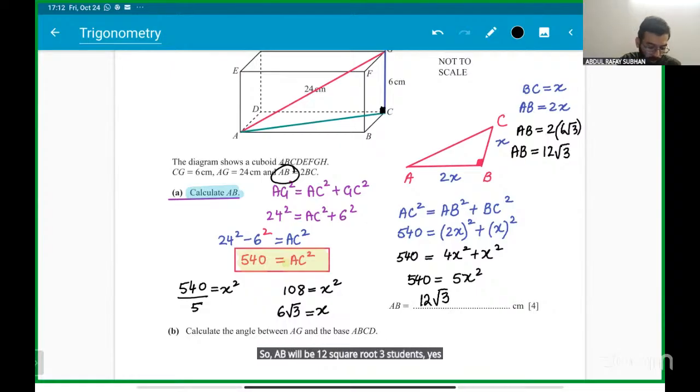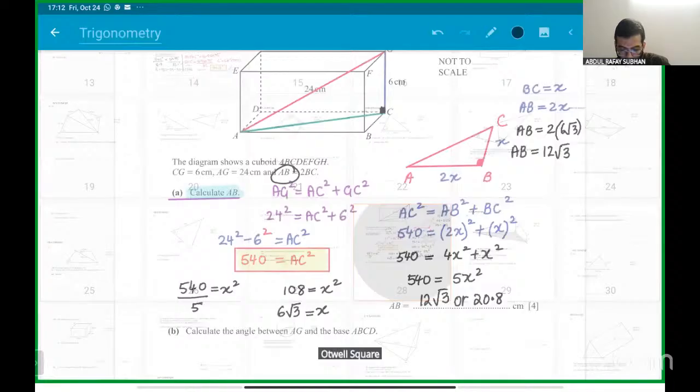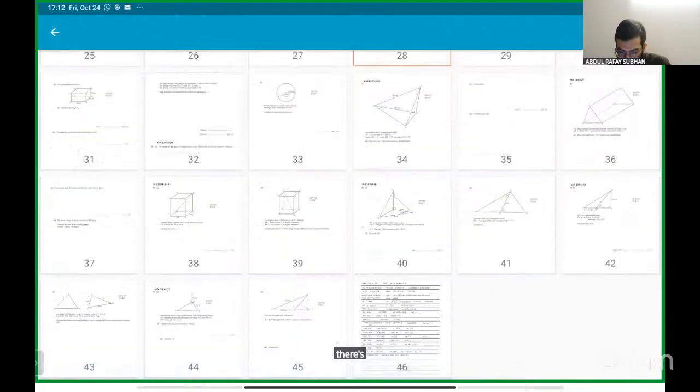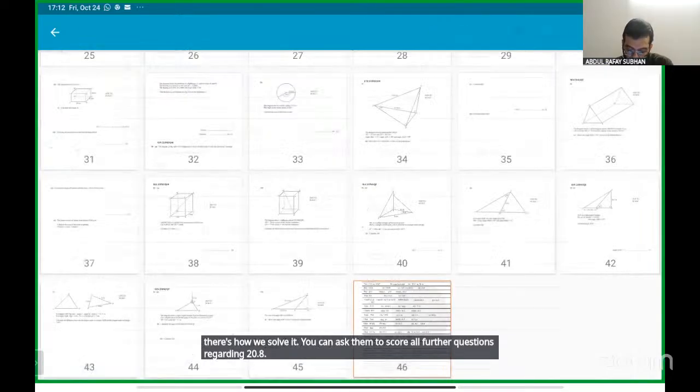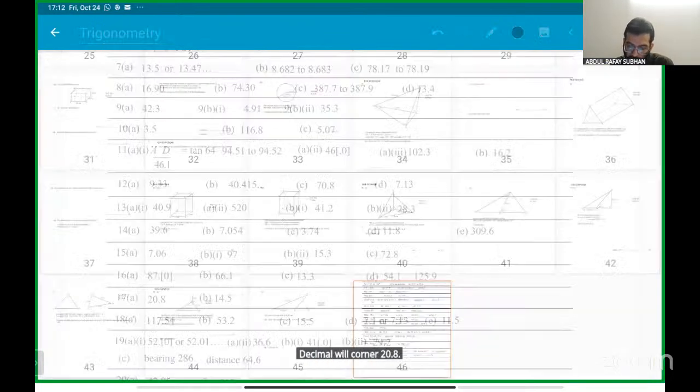Yes, convert it to decimal. That should be 20.8 in decimal place, you can write 20.8 as well. This is the question, and that's how we solve it. Okay, from here we will do further questions too. We wrote 20.8 in decimal. So that will be the answer.